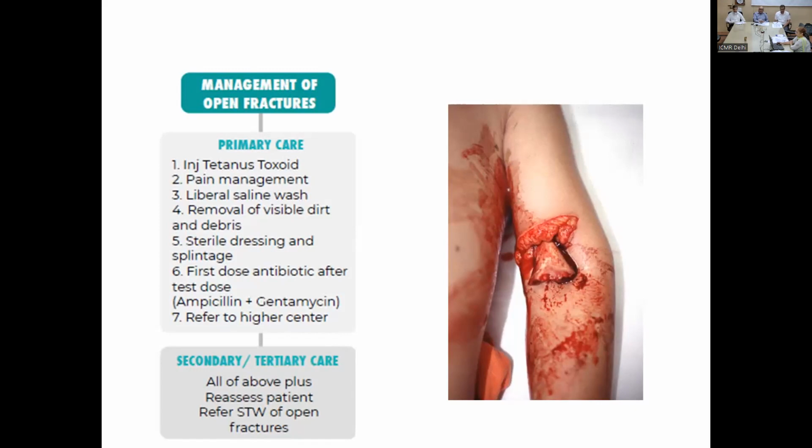Once it reaches the secondary center, if the patient has come directly, then again we have to do all those things, and then we have to treat it as an open fracture.